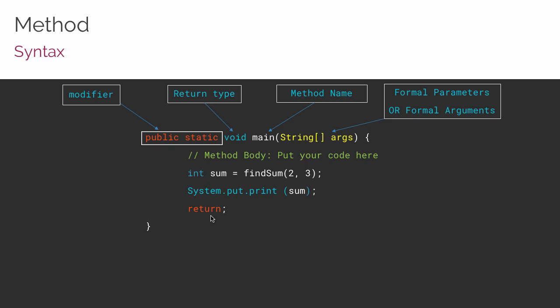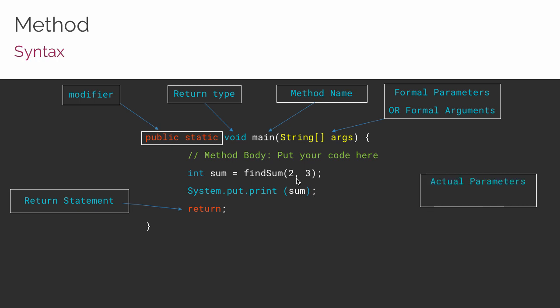And at the end of the function we have the return statement. And if we have void, then this return statement is optional. And suppose we are calling some function, let's say findsum, and passing some values. So theoretically these two values are called the actual parameters or the actual arguments.